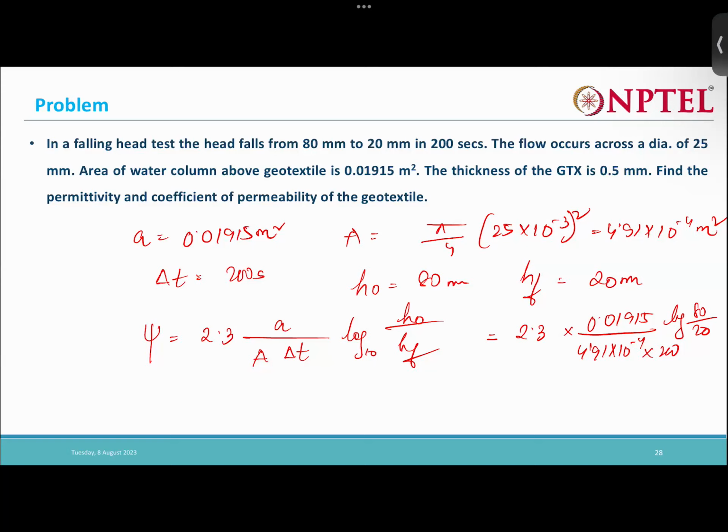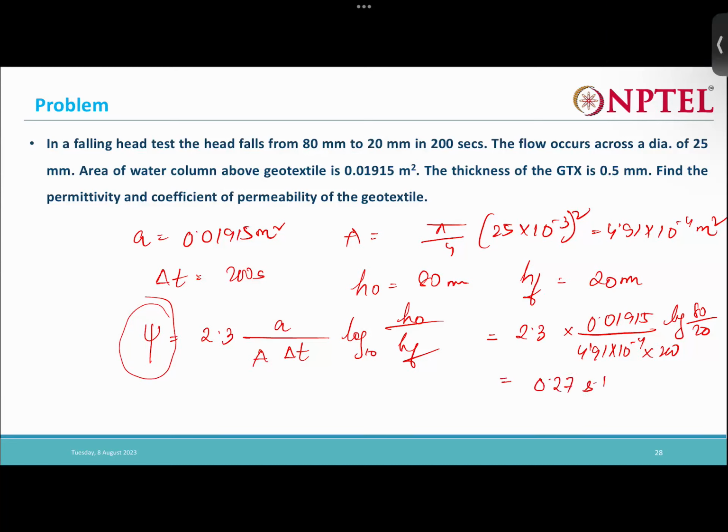Sir, I have not calculated, but we can use this formula also. Permittivity is 2.3 A by delta T into log of H naught by HF. Okay, just let me give the answer. This will be 0.27 per second.